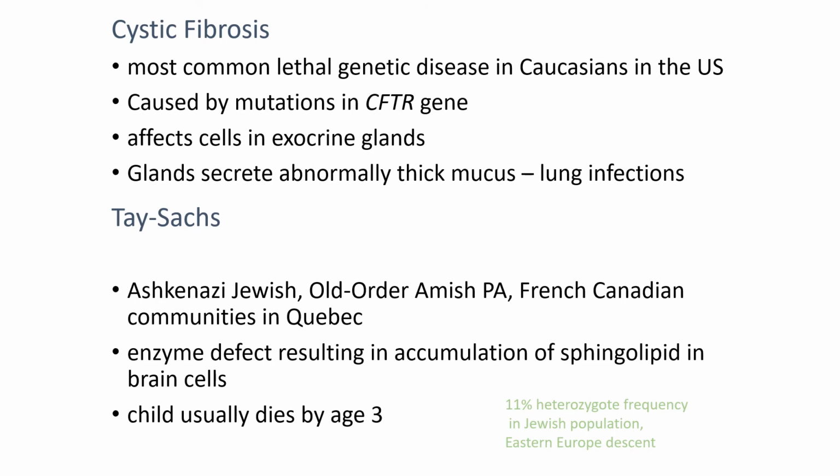So the most common lethal genetic disease for Caucasians in the U.S. is cystic fibrosis. I'm sure most of you have heard of that. It's caused by a mutation in the CFTR gene, and it affects the endocrine glands, one of the structures we'll learn about a little bit later this semester.